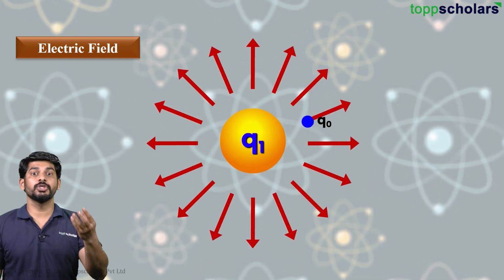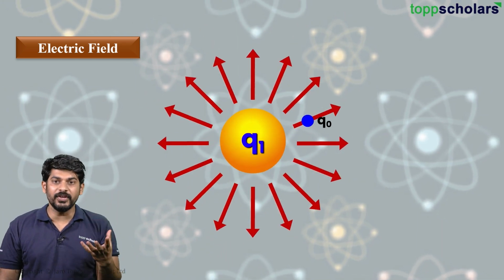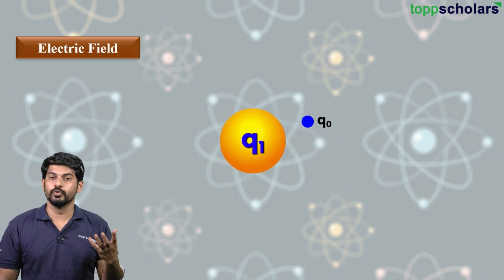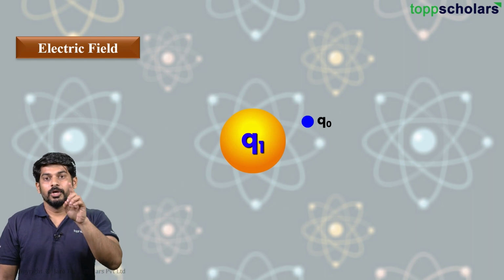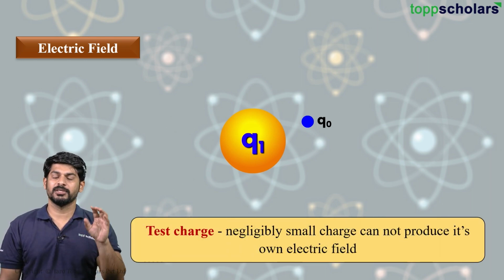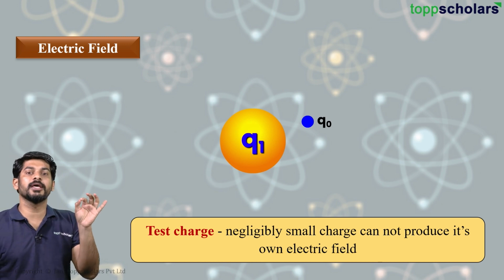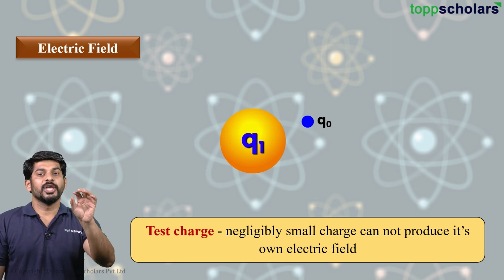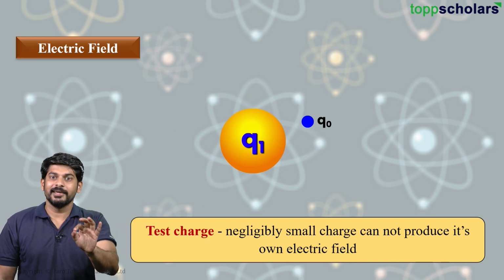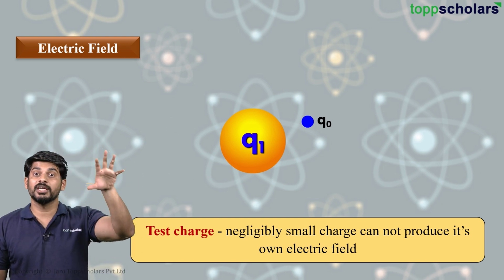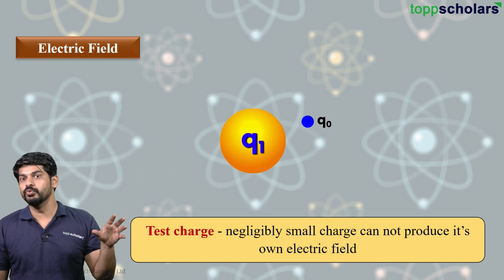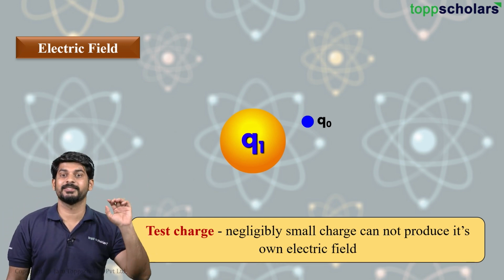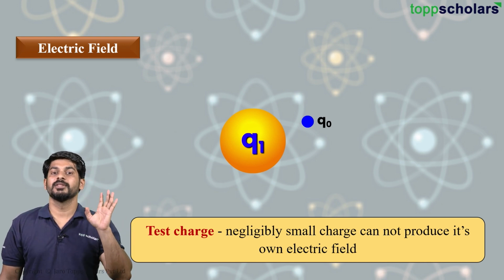So over here we can see Q1 is producing its own electric field, and there is a charge Q0 which is experiencing small force due to this Q1. Over here Q0 is actually called a test charge. Generally test charges are very small in magnitude, maybe in size also, and their value is so small that they do not influence other charges in their vicinity. Even if they move, even if they are placed somewhere, they do not change the configuration of the whole system. Okay, so this is the test charge.